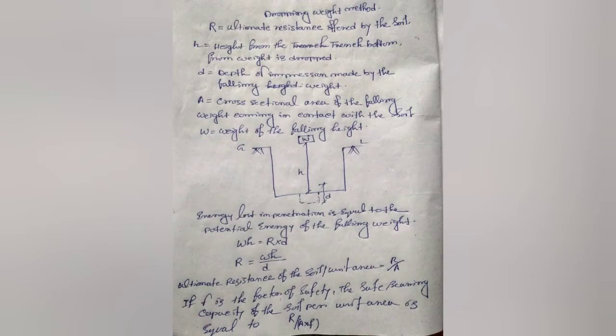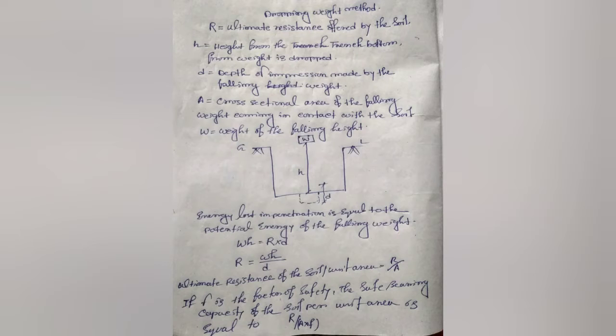Bearing capacity of soil is found according to this formula, where the terms are given. Here the notations are R, H, D, A and W. R is the ultimate resistance offered by the soil. H is the height from the trench bottom from where the weight is dropped. D is the depth of impression made by the falling weight. A is the cross sectional area of the falling weight coming in contact with the soil. W is the weight of the falling weight.